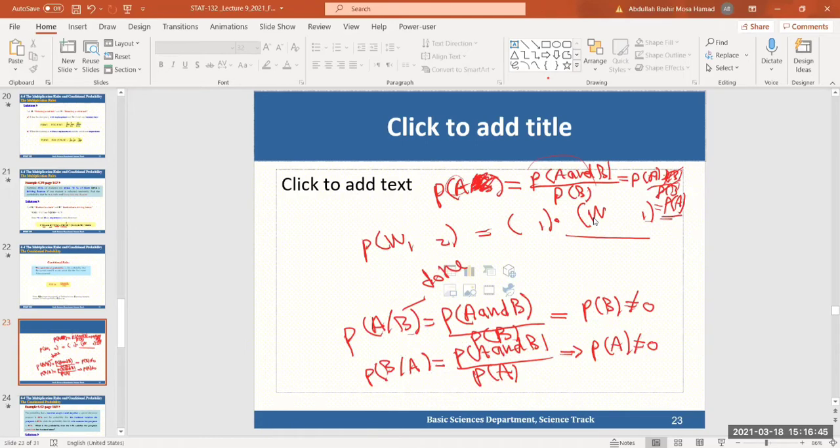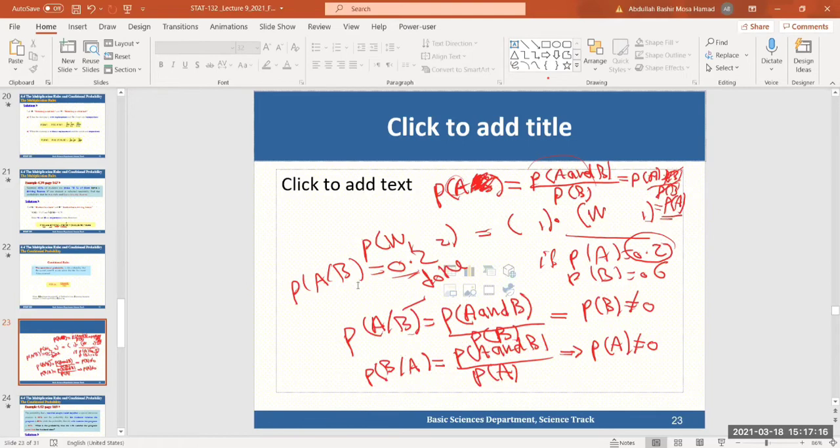Clear? Yes. This is an example. In the exam we used to give you: if P of A equals 0.2, P of B equals 0.6, for example, and A and B are independent. Find P of A given B. Directly, P of A given B equals 0.2. Why 0.2? Because we already mentioned A and B are independent events.